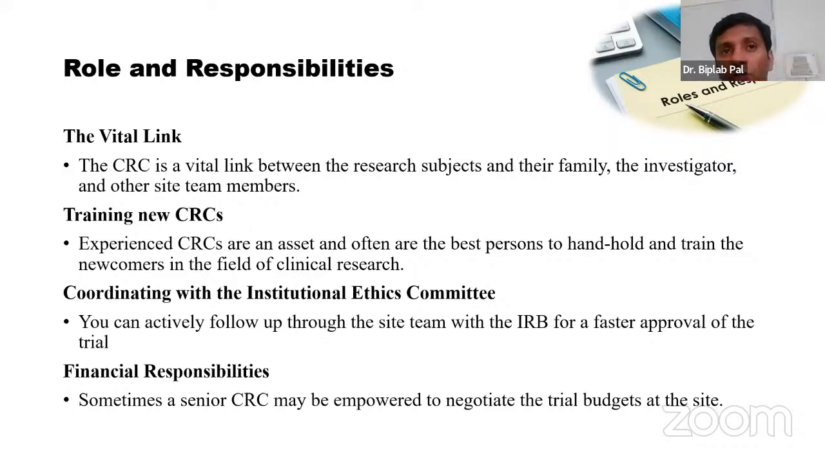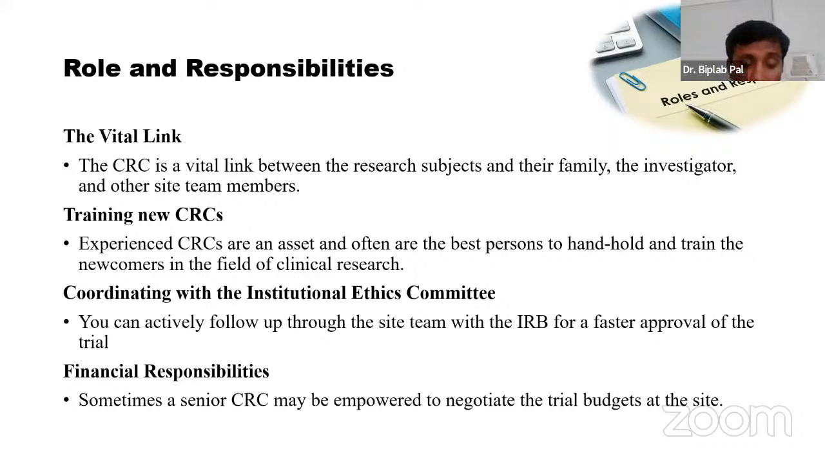You know the trial drugs are to be given to the patients, and for the PK/PD study, we will take the drugs from the patients. So who is taking the drugs? The phlebotomist or technician, also involved in the clinical trial. He is receiving the drugs. Okay, that's why we are saying the CRC is a vital link between all these team members.